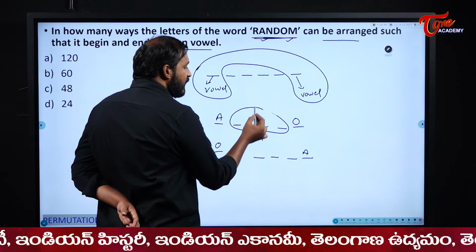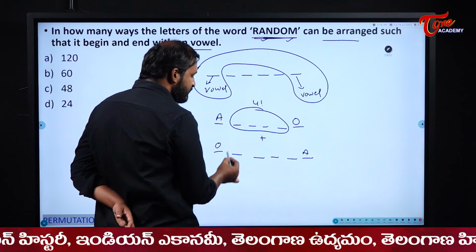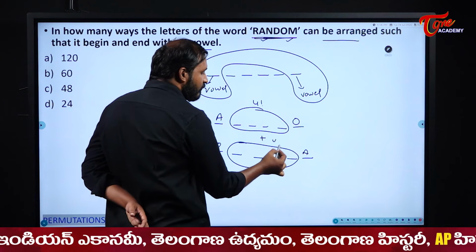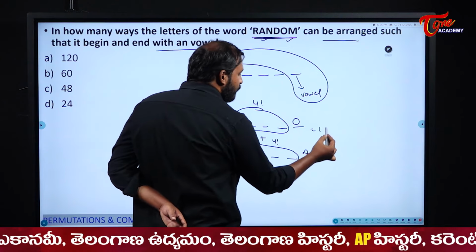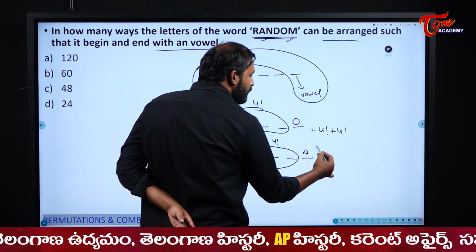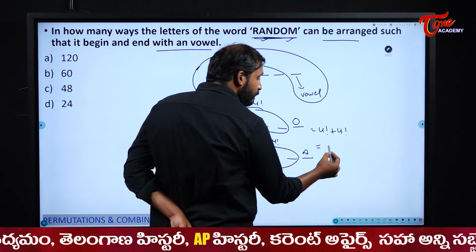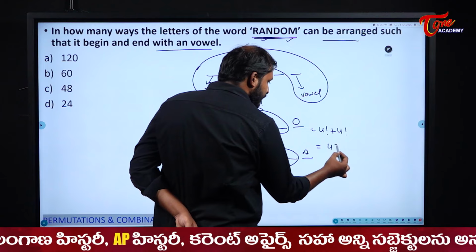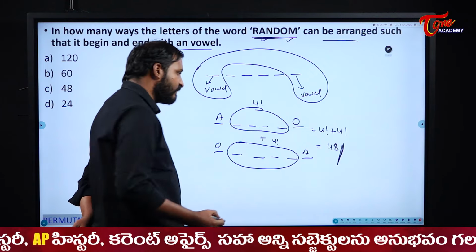So how many chances are there for me here? In each case, the remaining 4 positions can be filled in 4 factorial ways. So our answer here will become 4 factorial plus 4 factorial. We can write this as 48. So our answer here becomes 48.